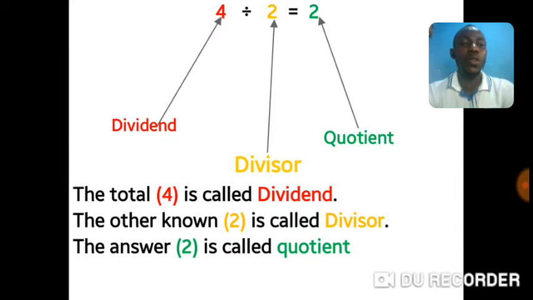And so always when we are performing division operations, the first number which is shared or divided is called the dividend. Then the number that divides or shares the dividend is called the divisor. And then the answer at the end of performing the operation is called the quotient. Very good. Let's move on.